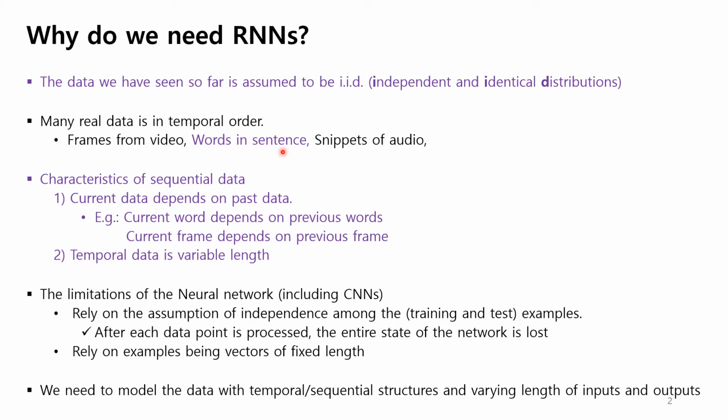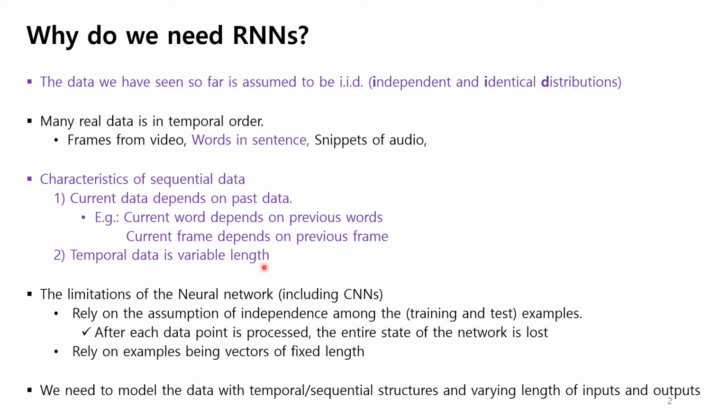So in sequential data, the data is not independent anymore. They are dependent. So that's one of the characteristics of sequential data. The first characteristic of sequential data is that data is not independent. The current data depends on past data. For example, the current word depends on past words, and the current frame in video depends on previous frames, etc.